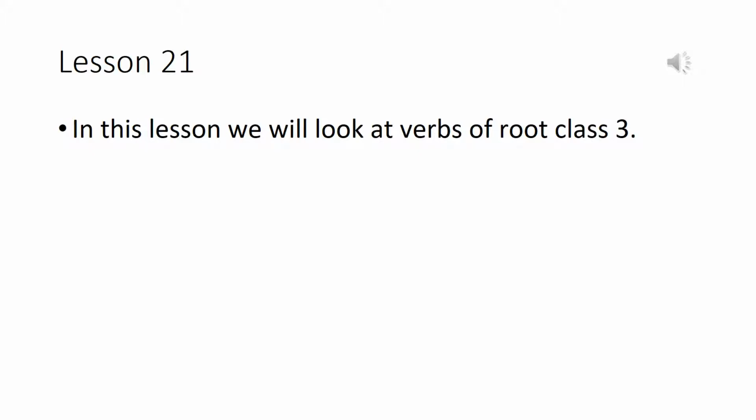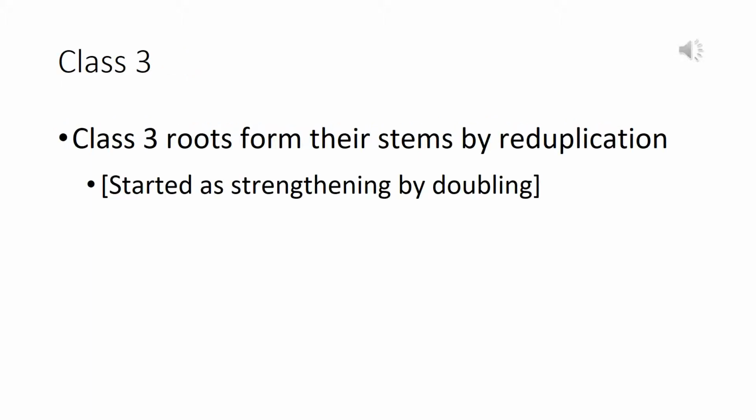In this lesson, lesson 21, we will look at the last class of verbs, verbs of root class 3. Class 3 roots form their stems by reduplication. That is, they add a sometimes modified part of the root to the beginning of the root. Reduplication must have started as a process of strengthening the root by doubling the entire root.